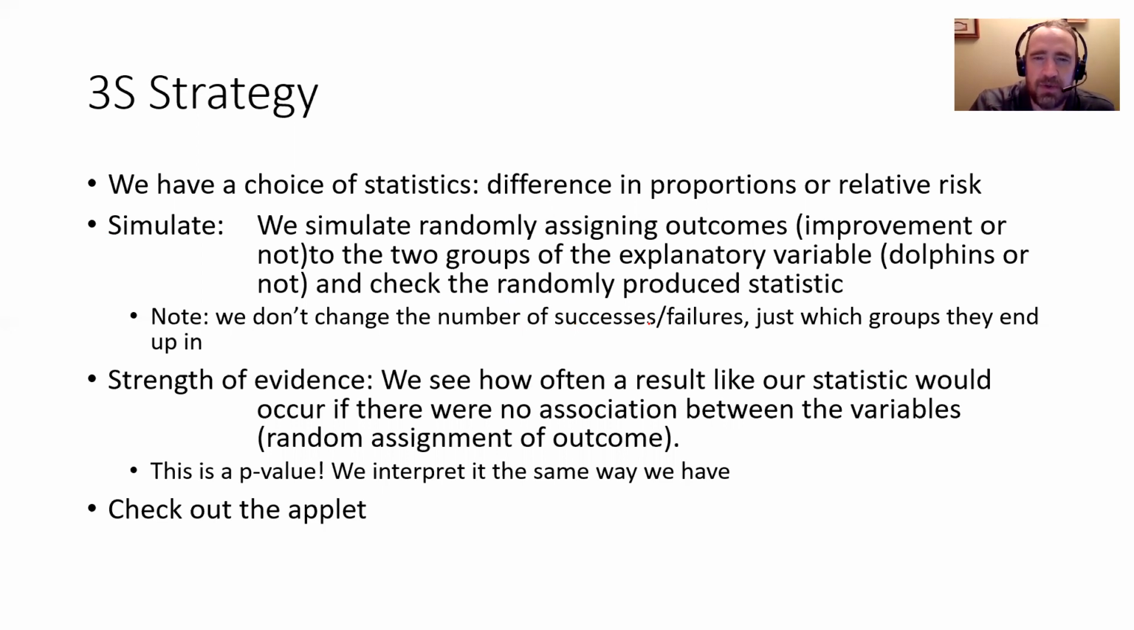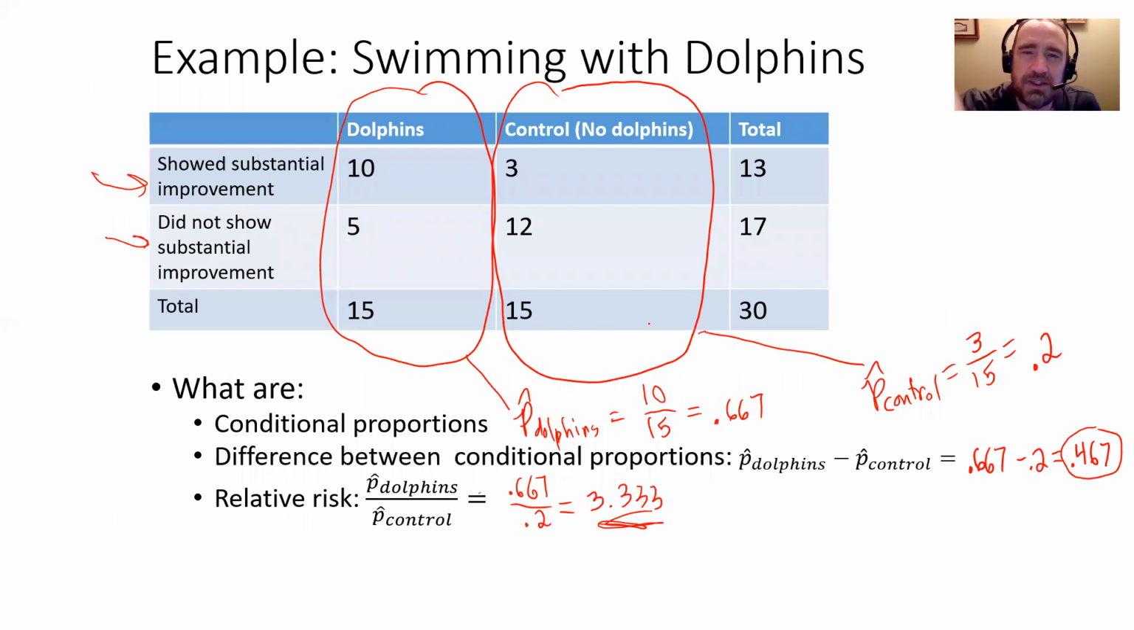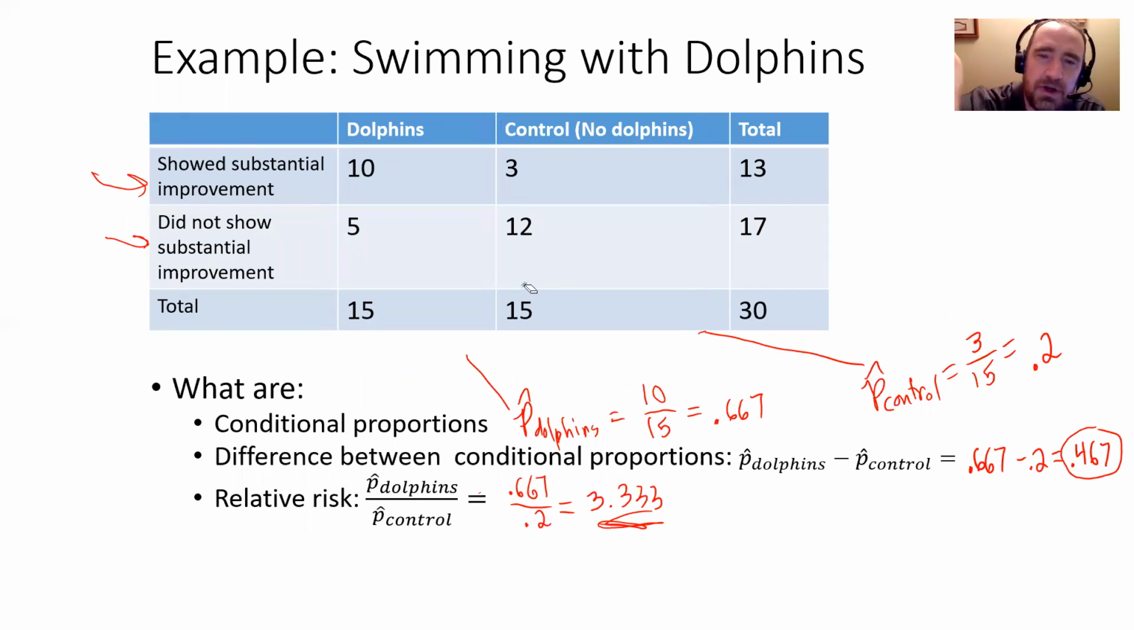So I'm going to jump back to the two-way table to talk through this idea here. Essentially, what we are saying with this simulation approach is that we're assuming the null hypothesis that it doesn't matter if you swim with dolphins or not. That's not going to change whether you showed improvement or not. In other words, these 13 total people, it doesn't really matter which group they end up in. They're the ones that were going to show substantial improvement no matter what happened to them. So somehow we've got to take these 13 people and randomly divvy them up between my two groups, dolphins and control group.